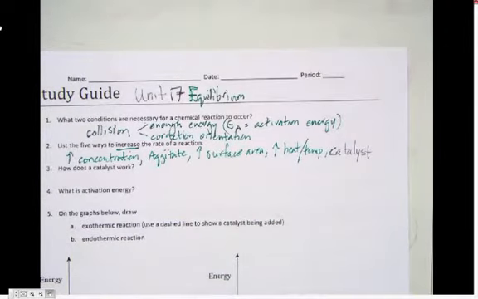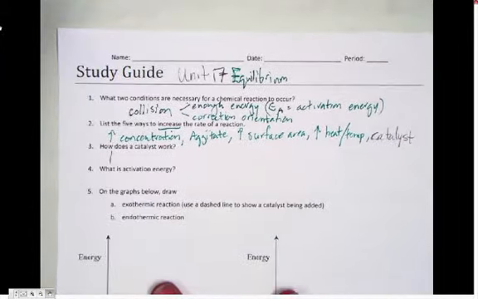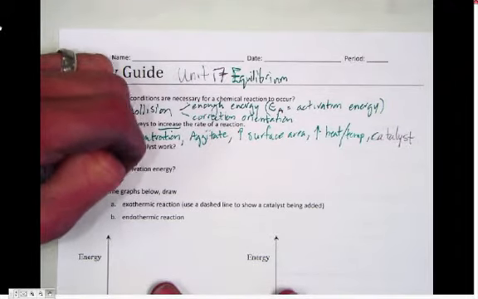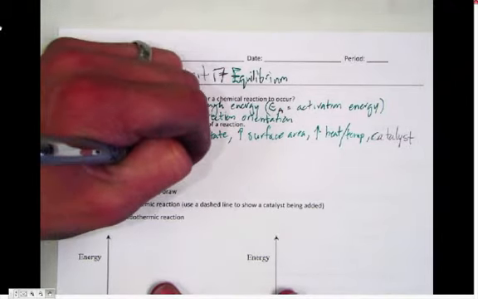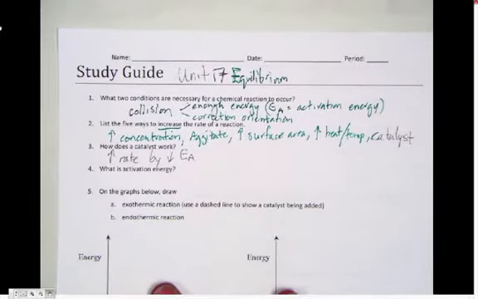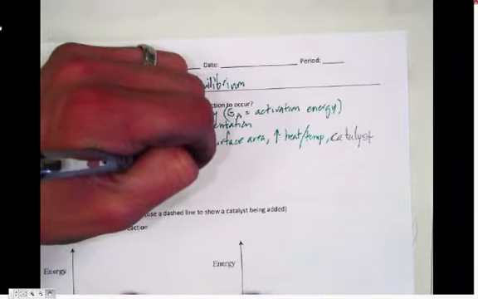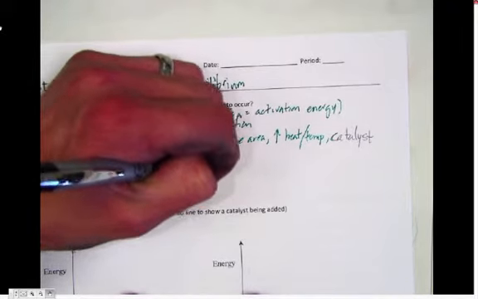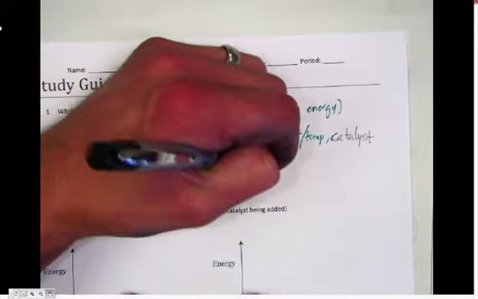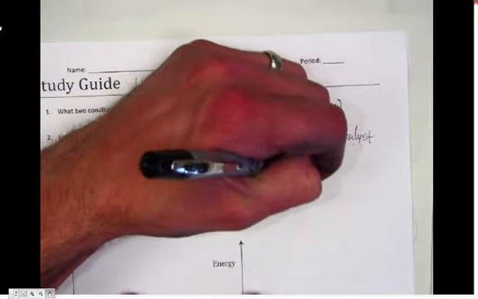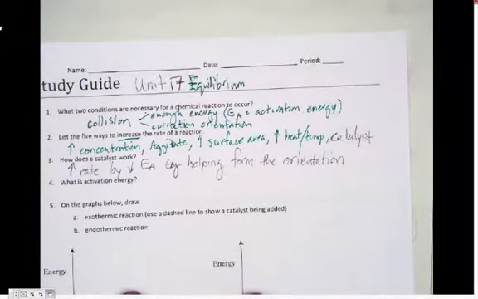Okay. So question 3 rather says, how does a catalyst work? So catalysts work by increasing the rate by decreasing the E of A, the energy of activation required, by helping form the orientation. So in other words, they're going to help the two reactants get together in the right shape so that it's not going to take as much energy for the reaction to occur.